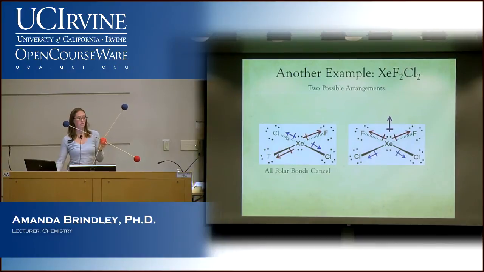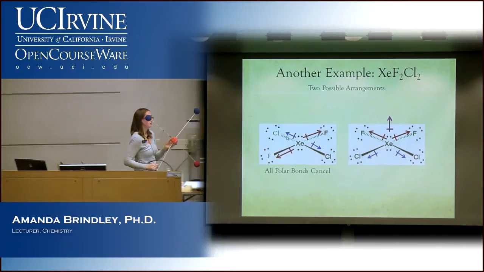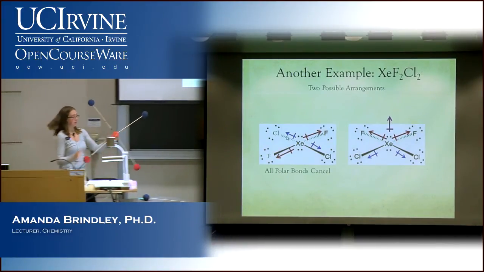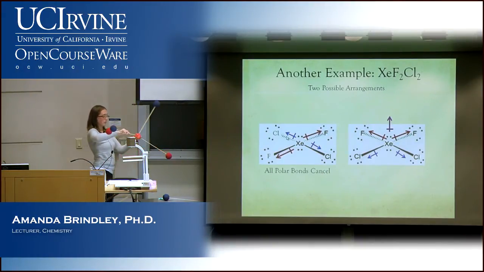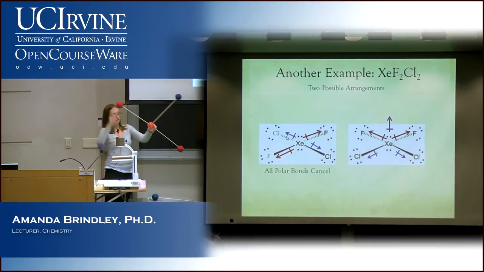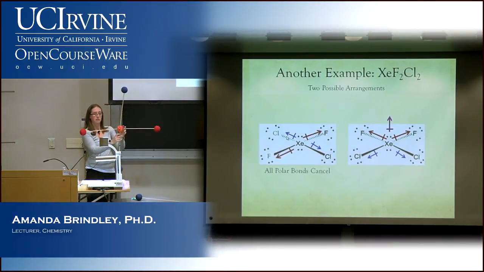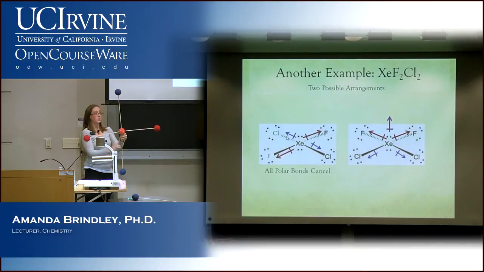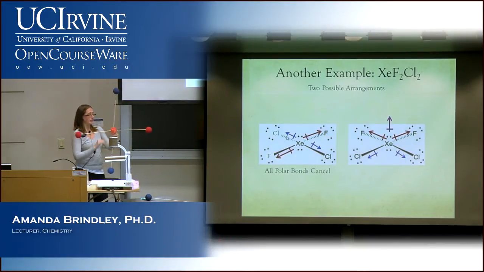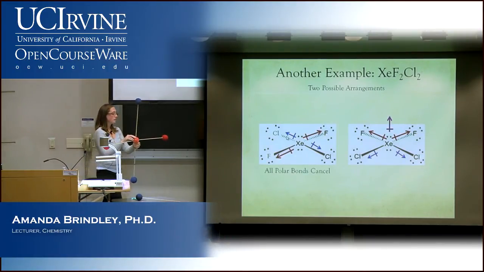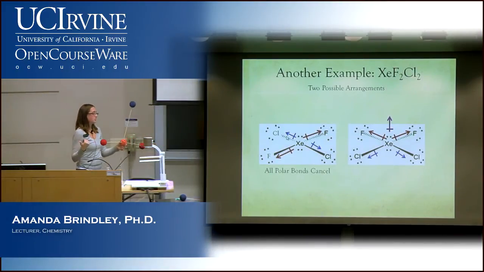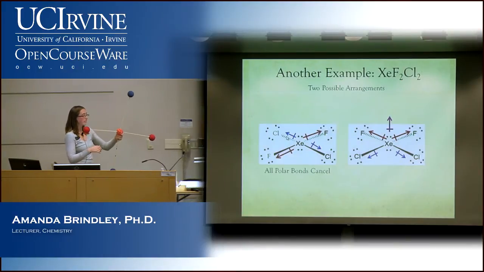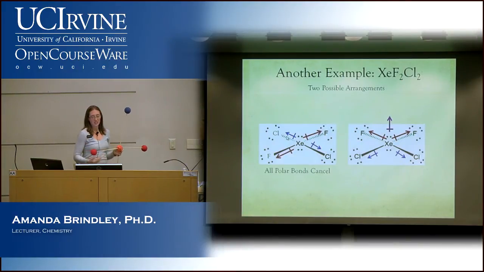All right. Yeah? So are they both polar? Well, this one will be polar. But if we drew it like this and put them directly across from each other, is that one going to be polar? No, because this one and this one will directly cancel, and this one will directly cancel. How will you know which diagram to draw? So this isn't one I could give you on an exam. I would have to draw it for you or something like that. I couldn't just say XeF2Cl2, is it polar or not? You wouldn't know.